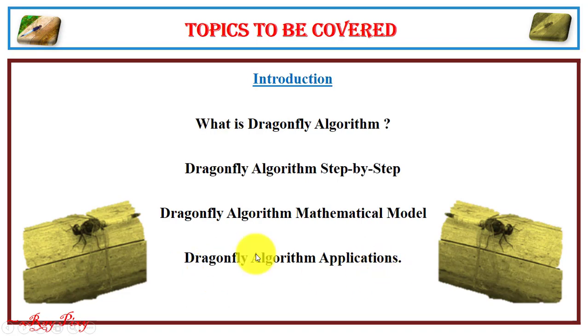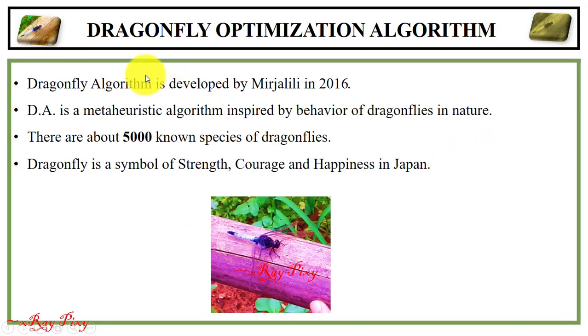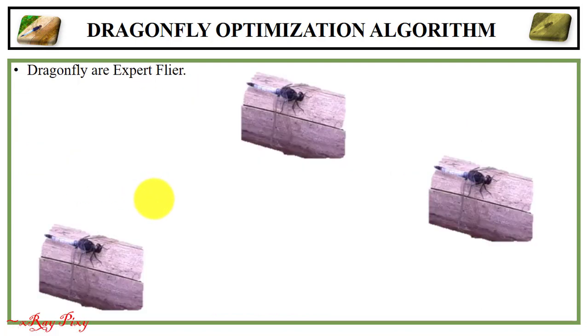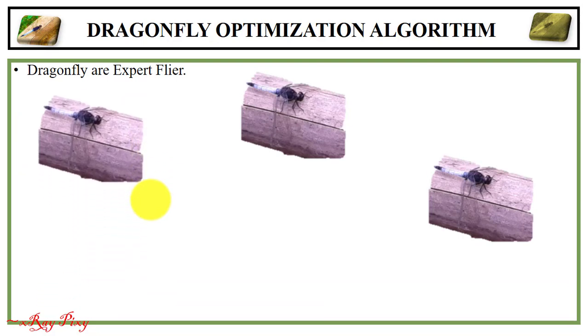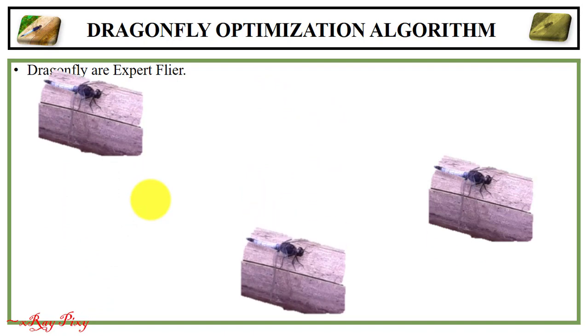Let's start with introduction. This algorithm is developed in 2016 and it is a meta-heuristic algorithm that is inspired by the behavior of dragonflies in the nature. And we have about 5,000 known species of dragonflies, and in Japan, dragonfly is a symbol of strength, courage and happiness. Dragonflies are the expert flyer. They can fly straight up, straight down, and even they can hover like a helicopter.